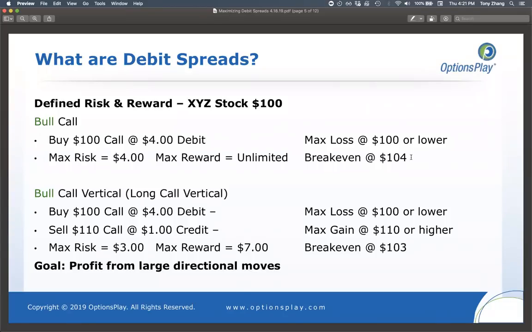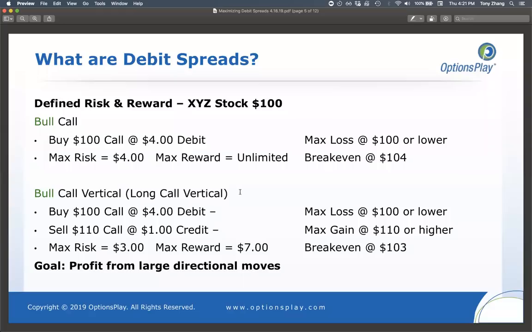This is really one of the downsides to outright buying a call: many times it's expensive, and the move that the stock needs to make in order for your strategy to be profitable is not an insignificant amount. So that's why we want to consider trading a vertical to reduce that risk.